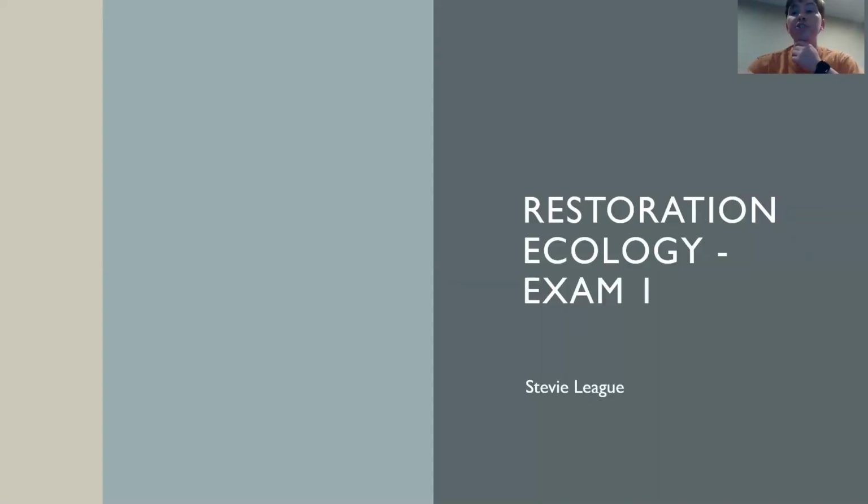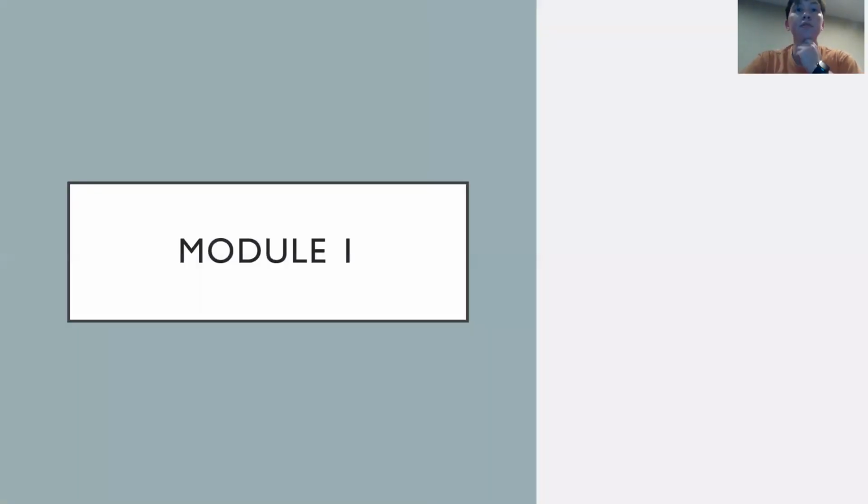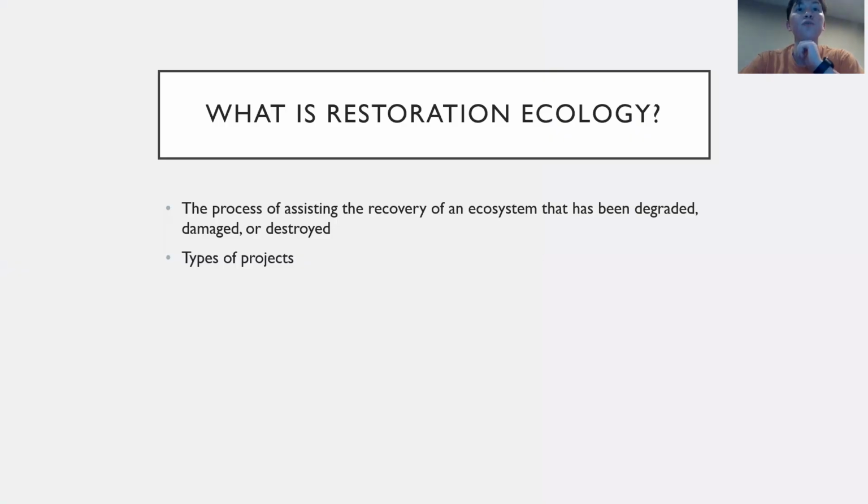All right, this is Restoration Ecology Exam 1. So starting off with Module 1, what is restoration ecology? It's the process of assisting the recovery of an ecosystem that has been degraded, damaged, or destroyed. This can range from small-scale projects to entire large ecosystems, and can sometimes include experiments.